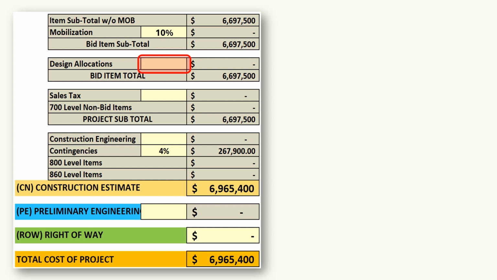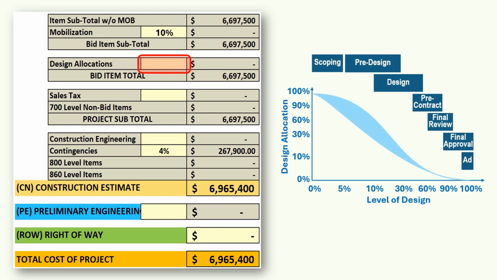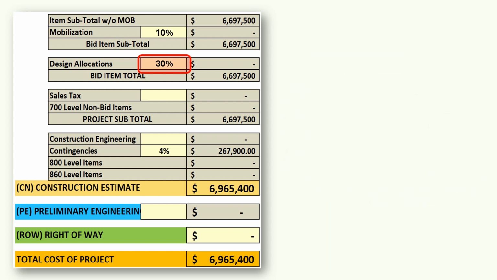This is your known unknowns, items that have not been identified or quantified yet, but you know you will later in design. Depending on where you are in your level of design, your design allocation will change from a high percentage to a low percentage until you reach advertisement, at which time your design allocation must be 0. Next, enter the sales tax percentage that applies to the location of the project.